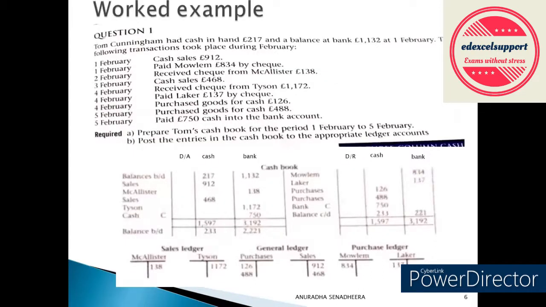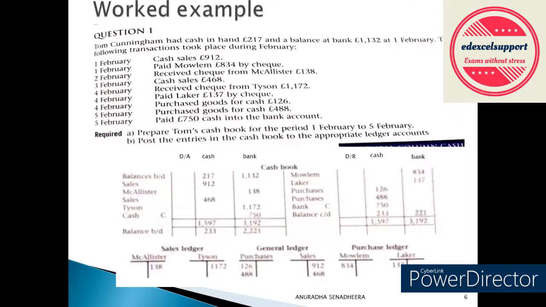So we go to the first question here. Question number 1. Tom Cunningham had cash in hand 270 and balance at bank 1,132 at 1st February. The following transactions took place during February. You can see the cashier paid Maulan by check, received check from McAllister 138, received check from Tyson, paid Lake 137 by check, purchased goods for cash 126, purchased goods for cash 488, paid 750 cash into the bank. What they're asking us to do is prepare the cash book.